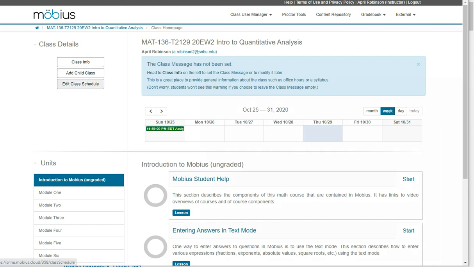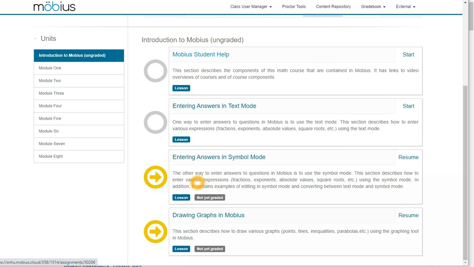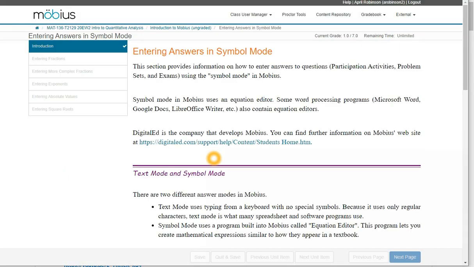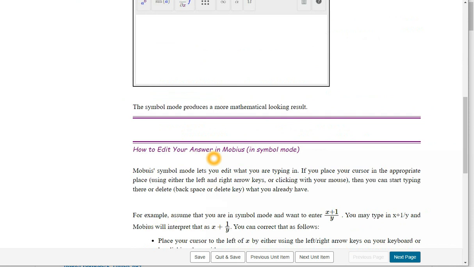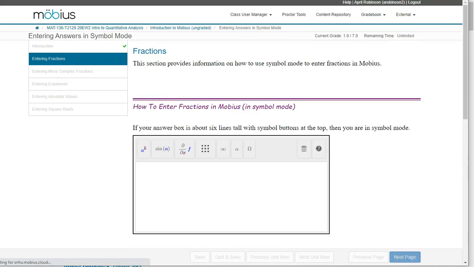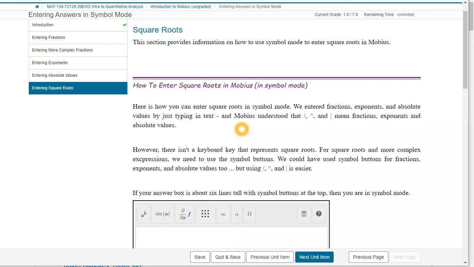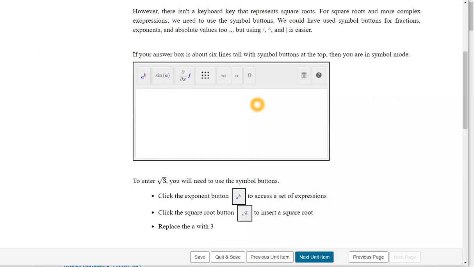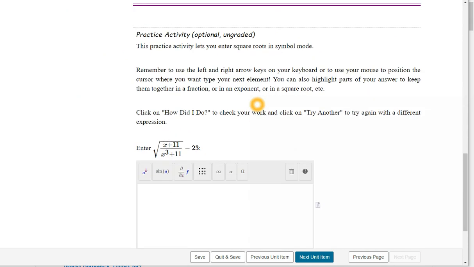Okay, I had a request to go over something in Mobius under the introduction to Mobius, entering answers in symbol mode. And it was, let me find it, next page. I'm going to pause while I find it. Okay, it was here under square roots. Scroll down to right here.